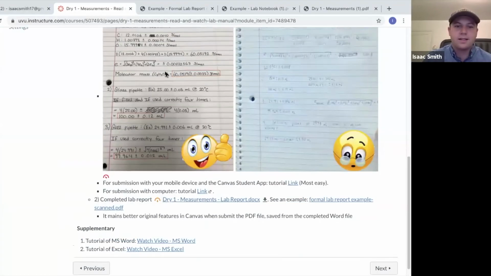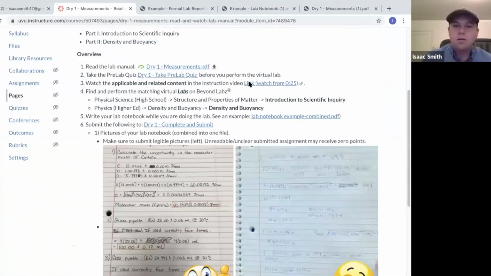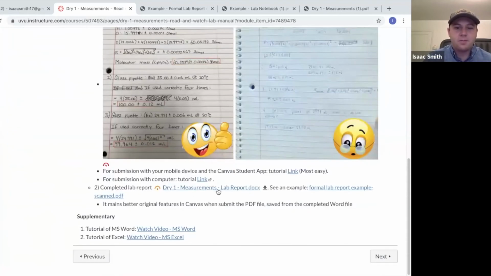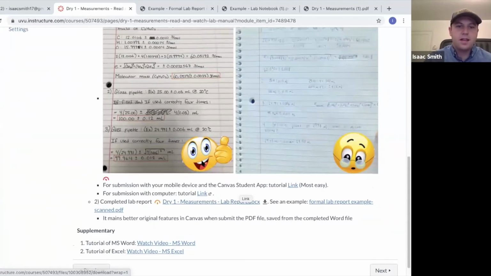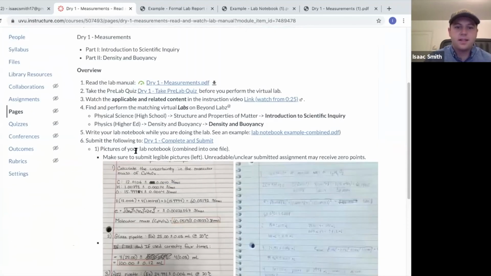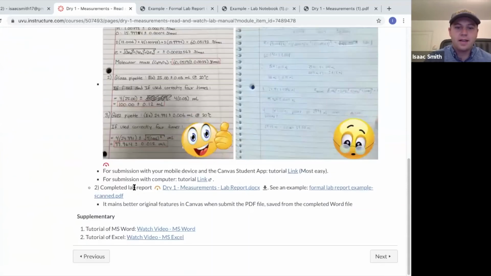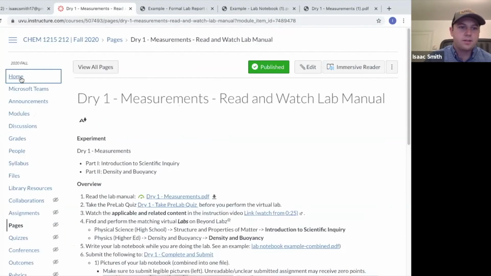So just review the pre-lab questions, take the pre-lab quiz, watch the video explaining how to do the lab, then actually do the lab and record stuff in your lab notebook as you're doing it. Then use a lab report template to fill out your lab report. And then you're going to submit the lab notebook and the lab report together. Okay, so if we come back to home.